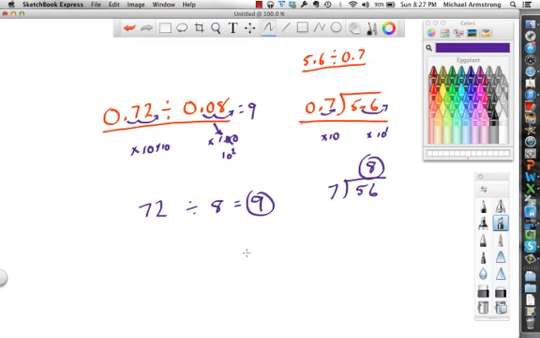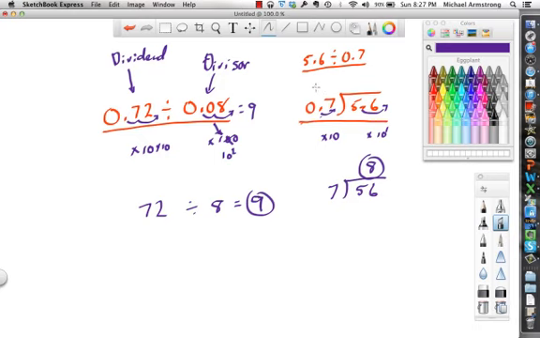Okay, so the dividend is this one, the second one that's inside, and the divisor is what's divided by, so 0.7 goes into 5.6. This is the dividend, this is the divisor. On this one, it's the other way around. This is the dividend, and this one is the divisor.